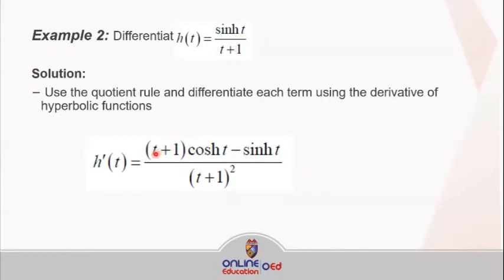So for the denominator naman natin, we have yung v squared for the quotient rule. Therefore, we have here the t plus 1 and squared siya. Therefore, for the derivative of this problem, we have t plus 1 cosh t minus sinh t over the open and close parenthesis of t plus 1 squared.